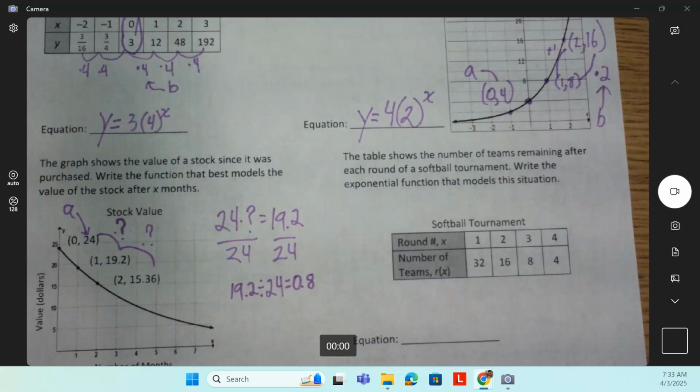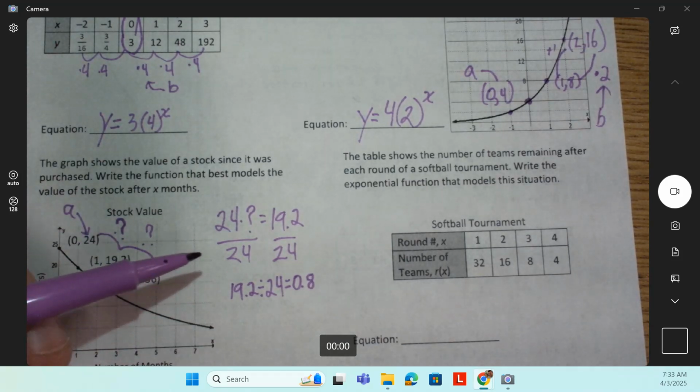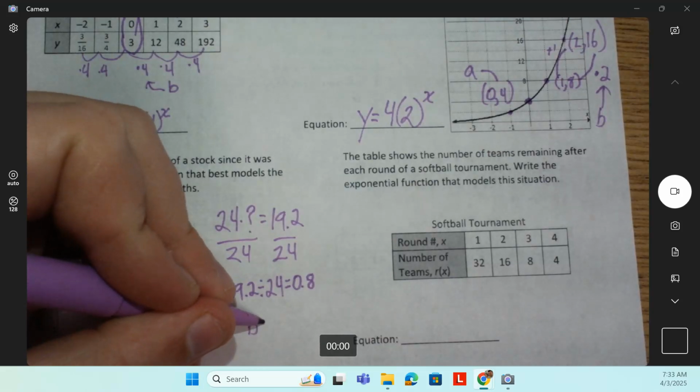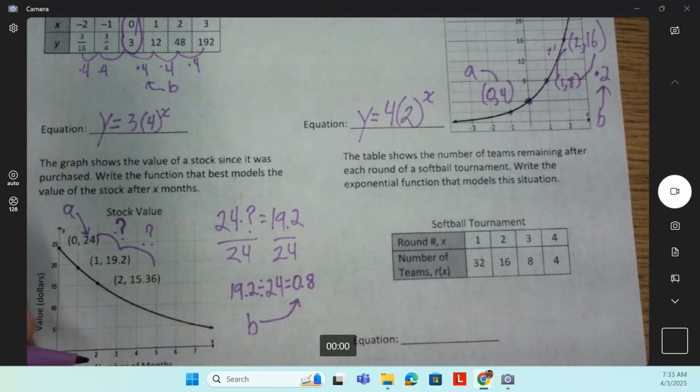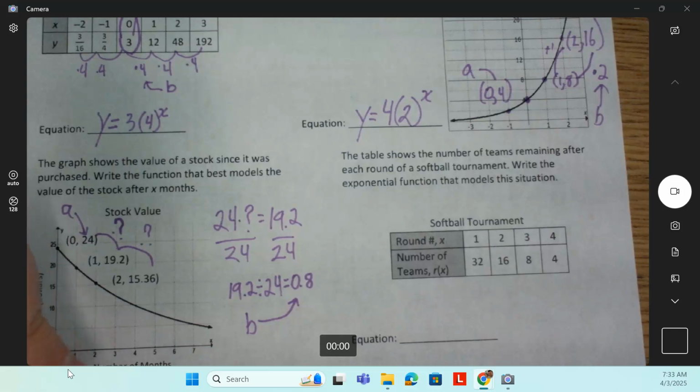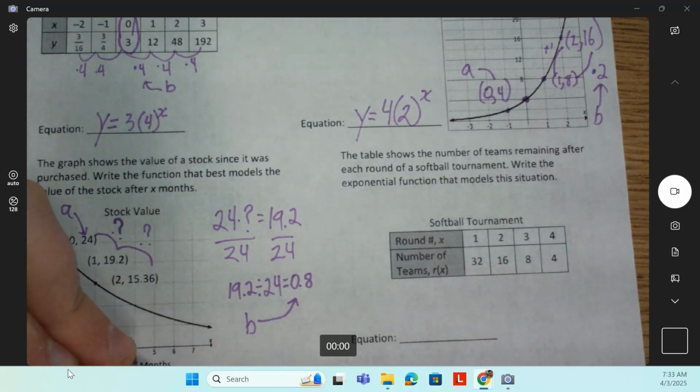0.8. And so checking to make sure it's correct, this is a downward slope. So we're saying, yeah, that seems like it should be right because it's going downwards there. So my b value is going to be that 0.8. And now we've got y equals 24 times 0.8 to the x power.